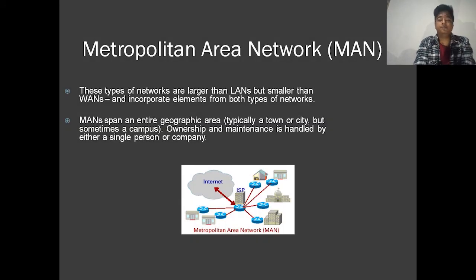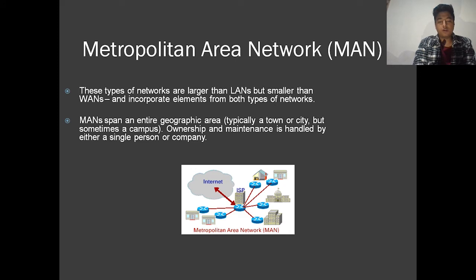Next we have MAN. Not man as in a person, but MAN as in metropolitan area network. When we say metropolitan, it means the metro area, so cities. The small definition is: this type of network is larger than LANs but smaller than WANs, and incorporates elements from both types of network. So it's larger than LAN, smaller than WAN. You get the idea. A MAN spans an entire geographic area, typically a town or city, but sometimes a campus. Ownership and maintenance is handled by either a single person or company.